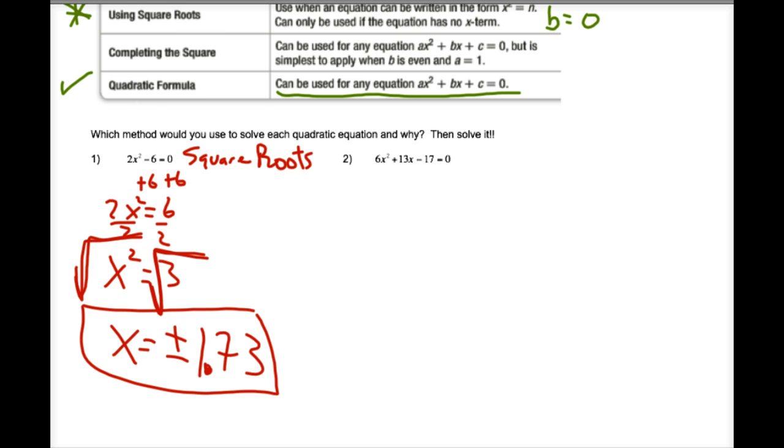I'd rather graph it. Oh, God. All right. You get the same answers.